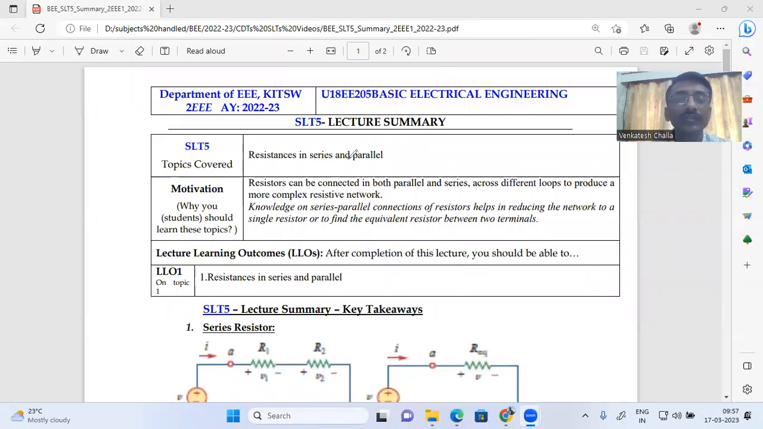Dear students, today I am presenting here the self-learning topic on resistors connected in series and parallel. What is the meaning of series connection and parallel connection? How the voltage and currents are distributed, that we'll see.